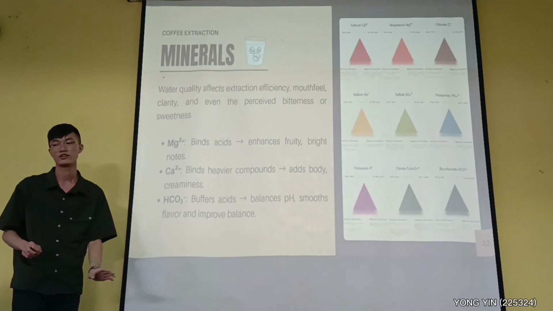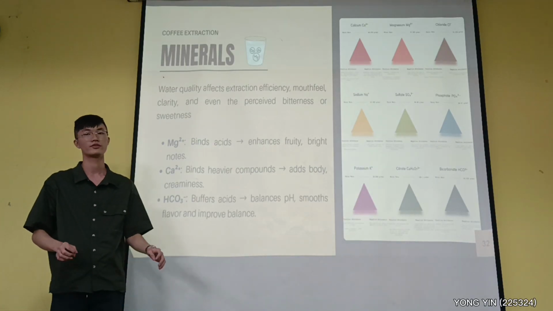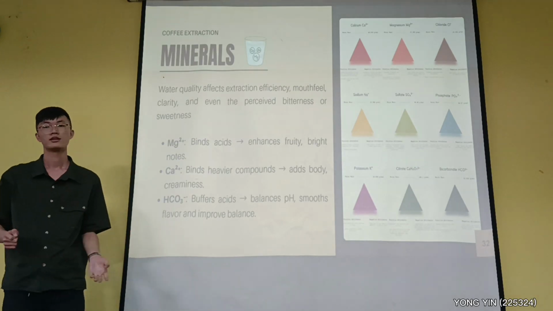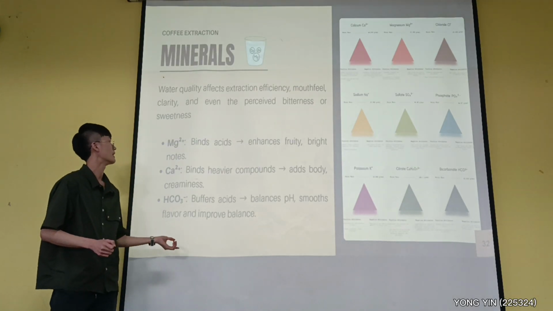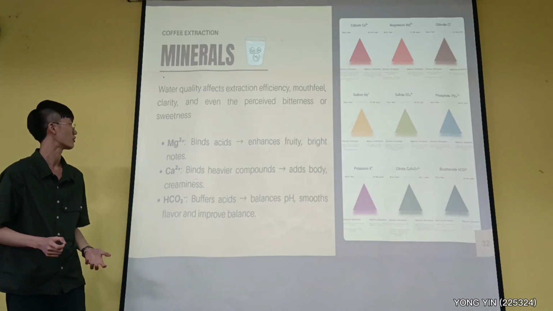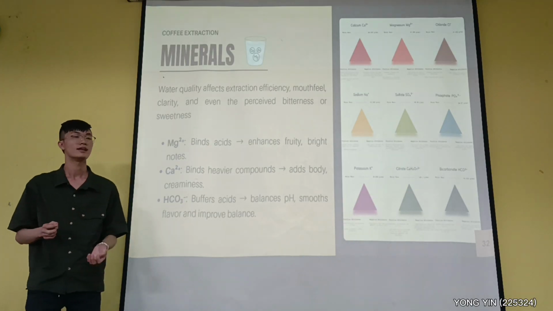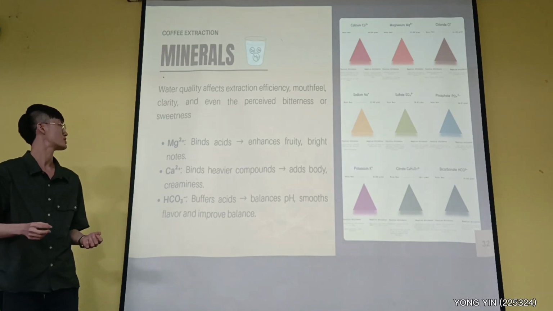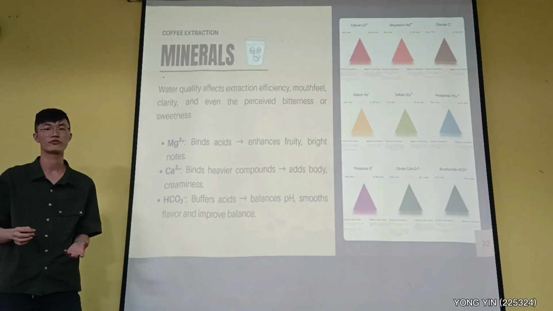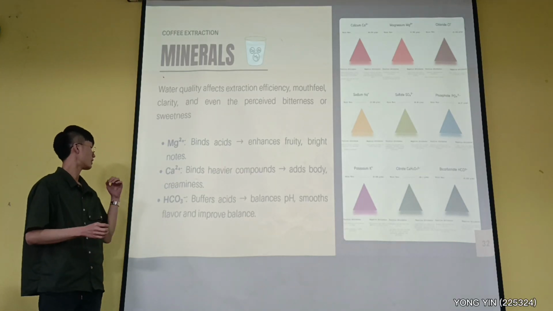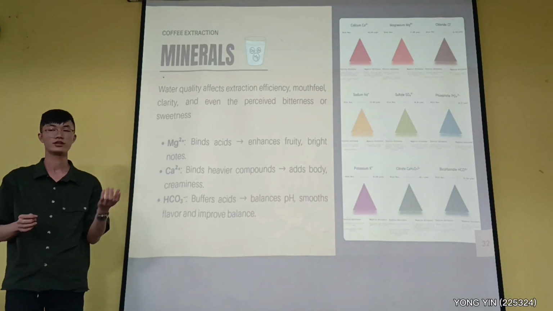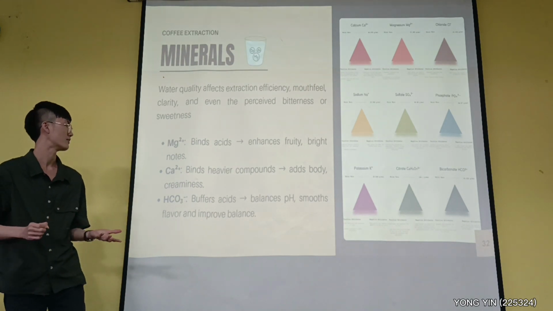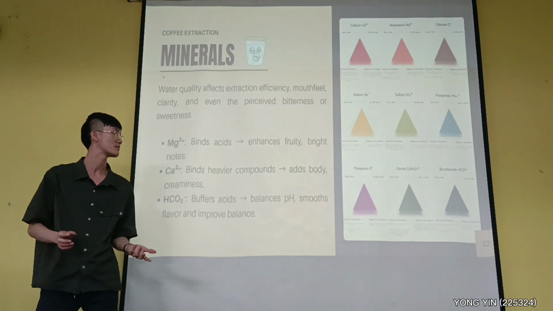Magnesium and calcium are positively charged ions, so they bind with negatively charged compounds and pull them out. For example, magnesium binds to acids and pulls the acids out of the coffee grounds, enhancing fruity, bright notes. Calcium binds to heavier compounds, which adds to the body and creaminess of your cup. Whereas bicarbonate ion acts as a buffer. It neutralizes the acid so that it reduces some acidity in your cup, giving a smooth flavor and improved balance.